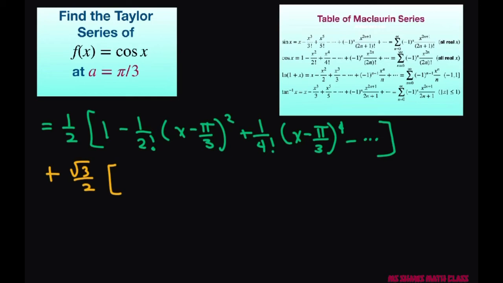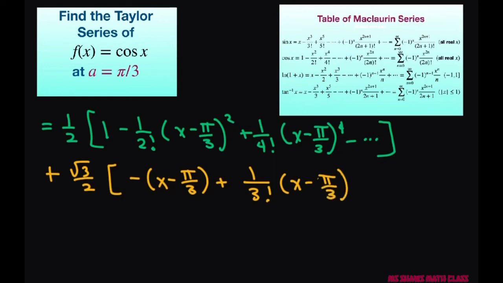Okay, then for square root of 3 divided by 2, that was going to be negative (x − π/3) plus 1 divided by 3 factorial times (x − π/3) to the power of 3 minus dot dot dot.